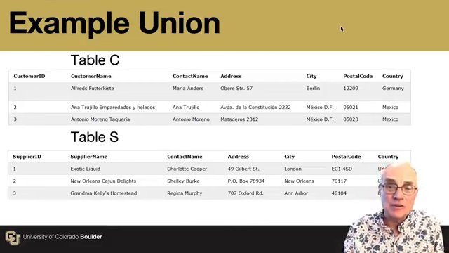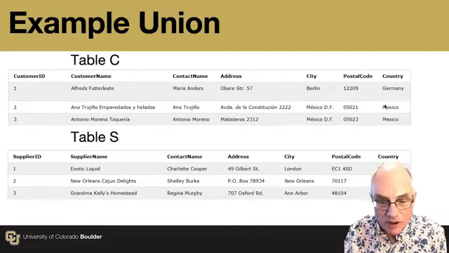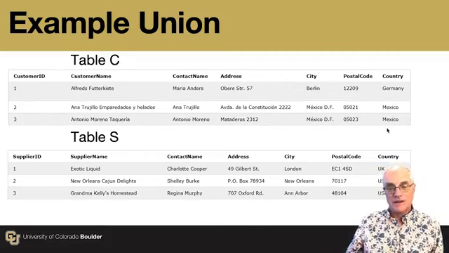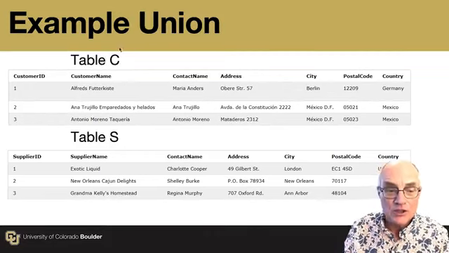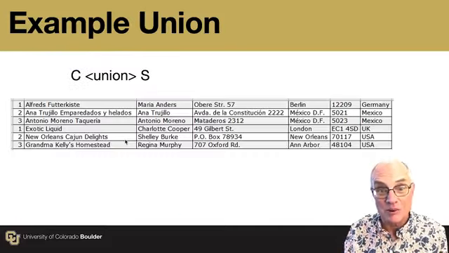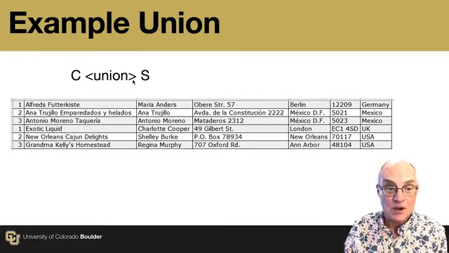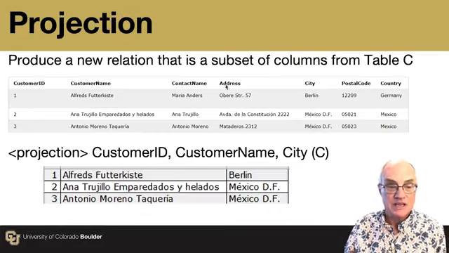Here's an example of a union then. So I've got two tables. Here's table C and table S. And this table's got a customer ID, customer name, contact name, address, city, zip code, and country. Now, I can union table C and table S in relational algebra, and that operation is going to yield another relation, which is the union of these two tables. So I get all the data from both tables unioned together.